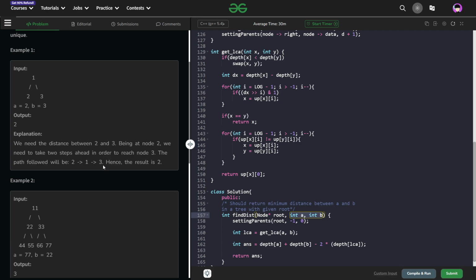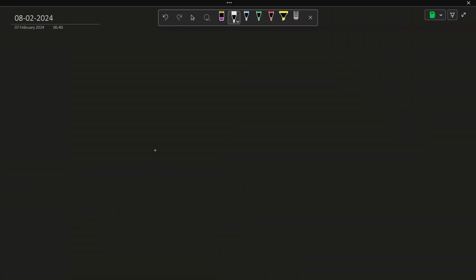So the first step will be understanding these terms and their use cases. The second step will be having a look at my template. The third step will be having a look at the final code for this particular problem, so that we can understand how we modify the template to fit into this particular problem, right? So let us first understand what is binary lifting.